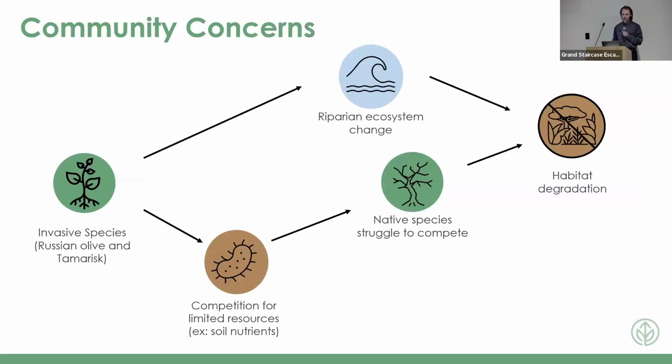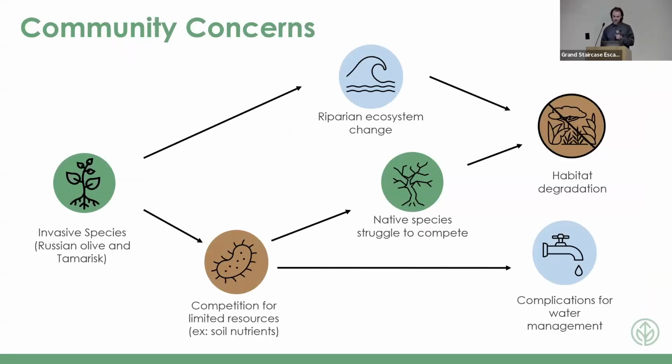Some of the community concerns we had for this project, obviously starting off with invasive species, such as the Russian olive and tamarisk. They compete for a lot of limited resources. In the desert, life thrives in these riparian areas, so if the riparian ecosystems are being dominated by invasive species, then the native species struggle to compete for those resources. That also leads to habitat degradation and also just management issues with water.